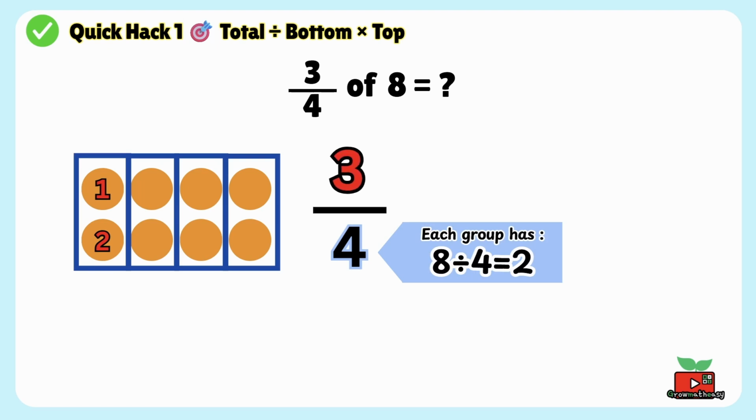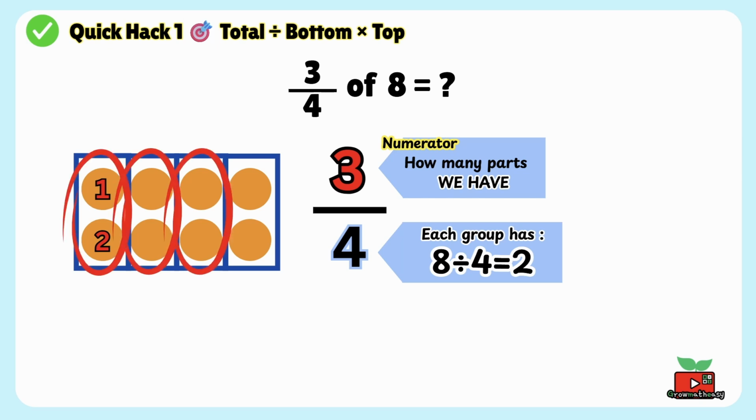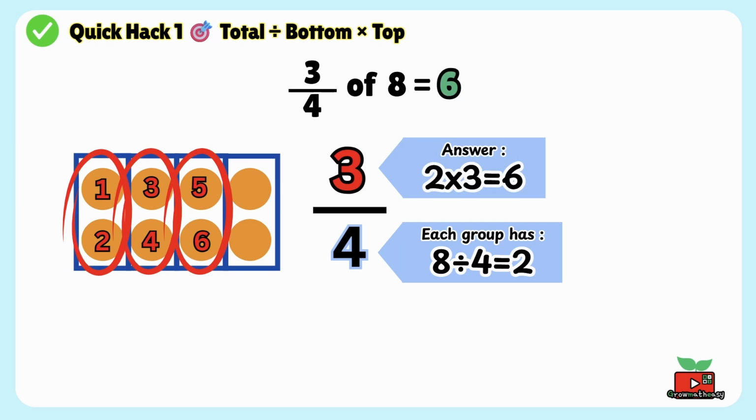The top number, 3, is the numerator. It tells us how many of those parts we have. Now we have 3 parts. So we take 3 groups of 2. 2 times 3 is 6. So 3/4 of 8 is 6. Easy. And that's quick hack 1.